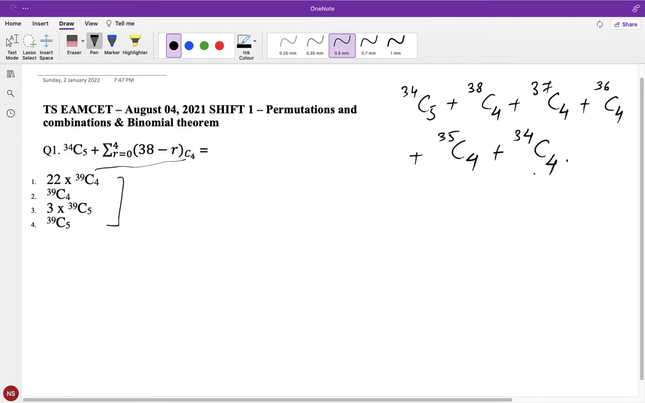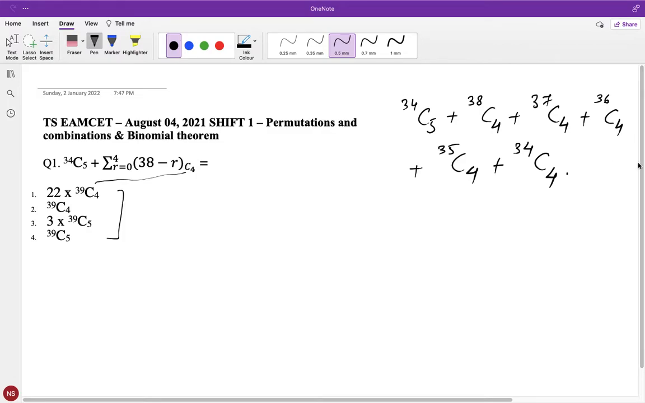So we cannot just start by doing 34 factorial by 4 factorial, 30 factorial, 35 factorial by 31 factorial, 4 factorial. It will take 10 minutes, and by the time the exam is done, you would have solved like 10 questions. So we know that nCr plus nCr minus 1 is equal to n plus 1 Cr. Everybody knows this formula.